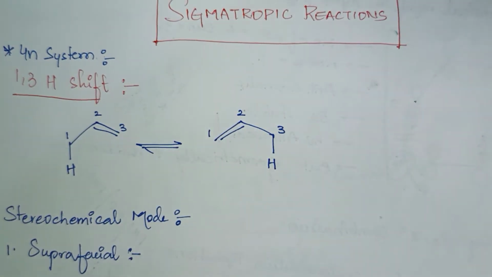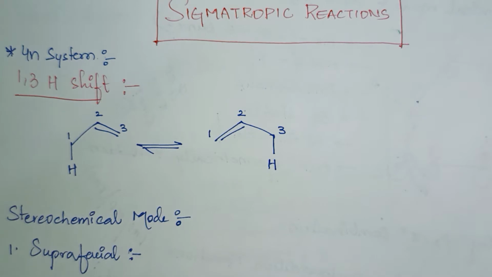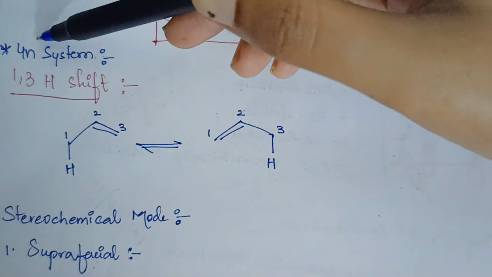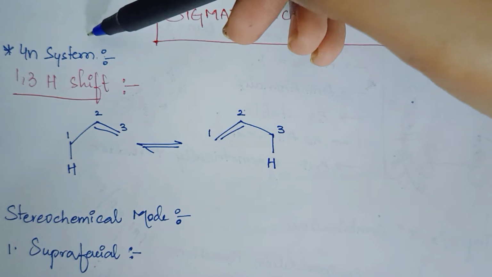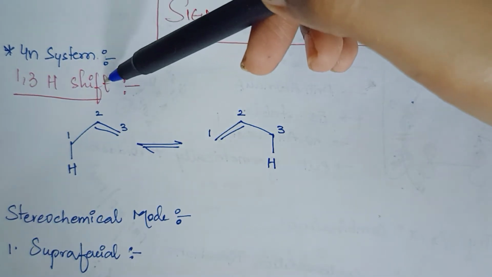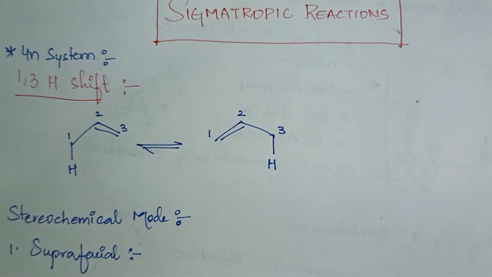In this video, we are going to see the PMO approach of sigmatropic reactions. The sigmatropic reactions were already discussed in the previous classes, and the FMO approach was discussed regarding that. Now we are going to the PMO approach. So the first example is seen in the butene system. In the butene system, the example we can see is the 1,3 hydrogen shift.